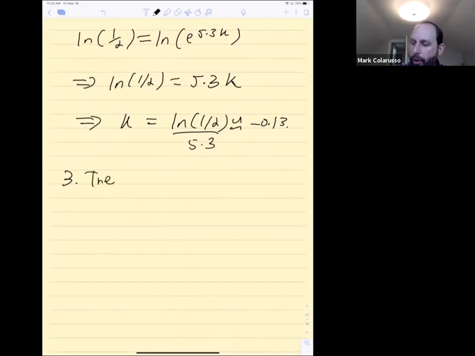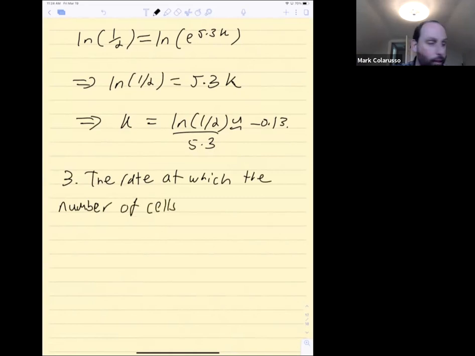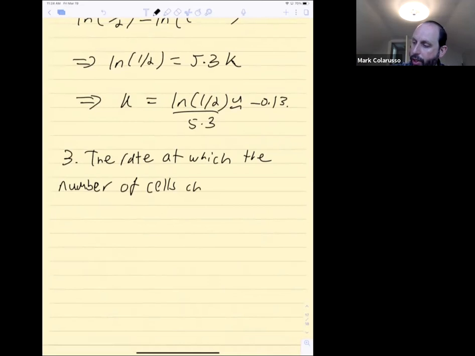Okay, the third example. The rate at which the number of cells changes is proportional to the number of cells present at a given time. Proportional.